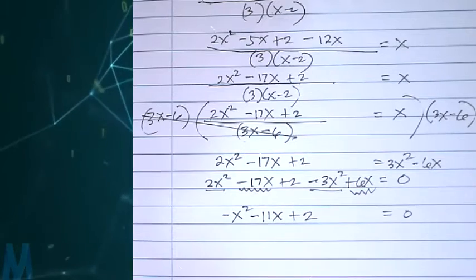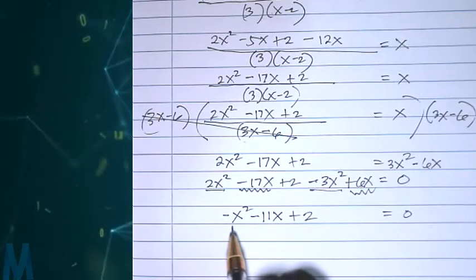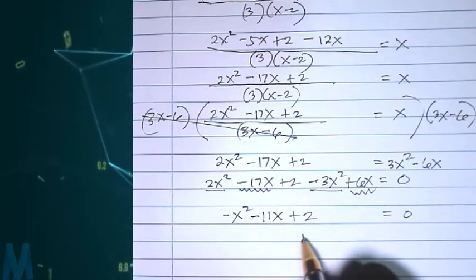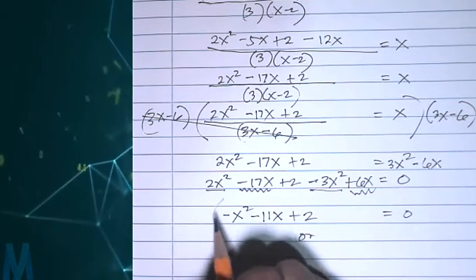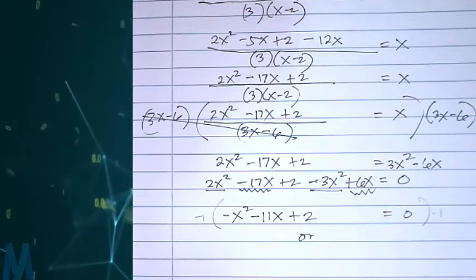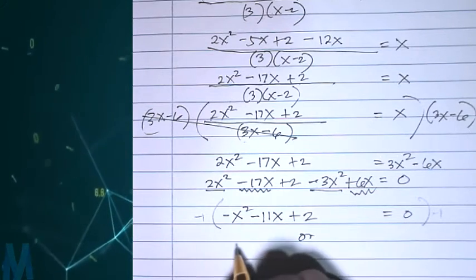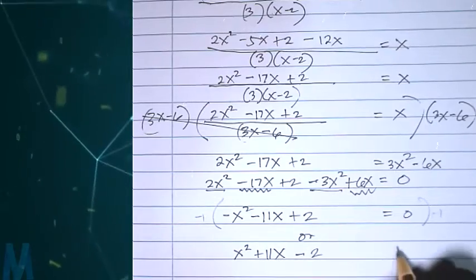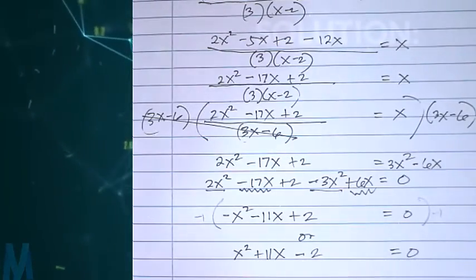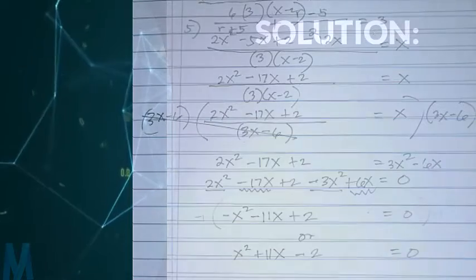Or silin natin kung gusto mo nga ang imo nga a is positive, so pwede siya nga multiply natin by negative 1. Okay, so we have positive x squared plus 11x minus 2 is equal to 0. So both answers are correct.